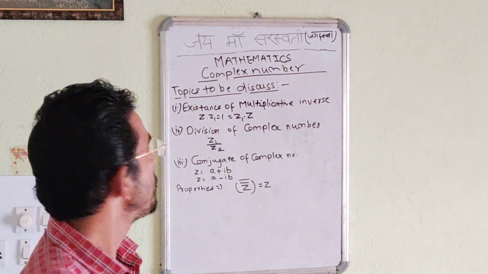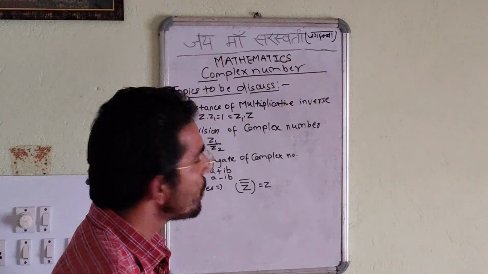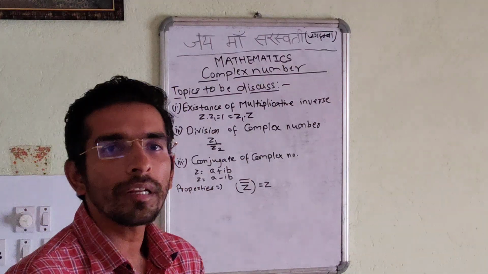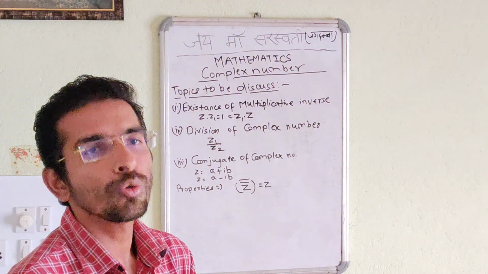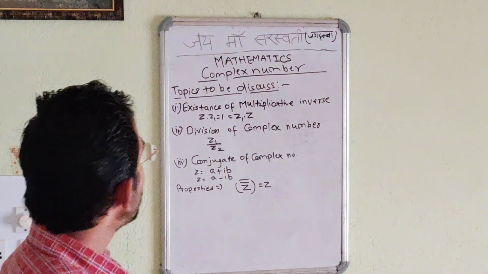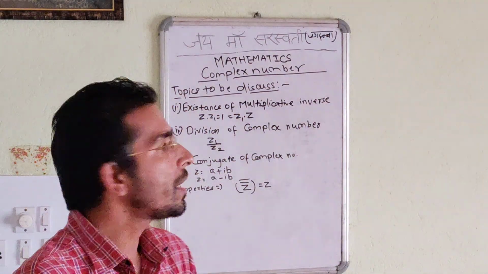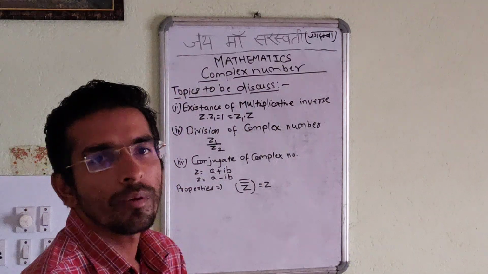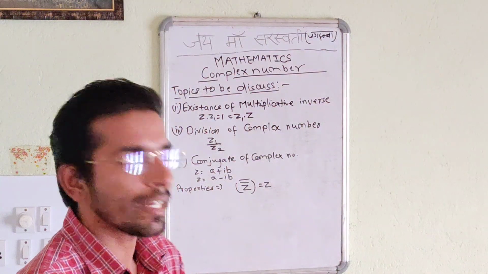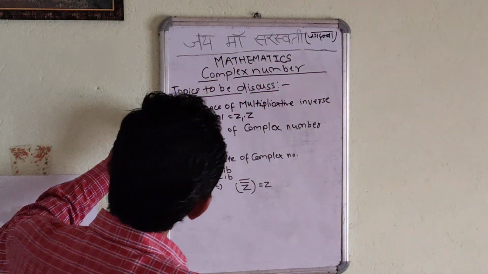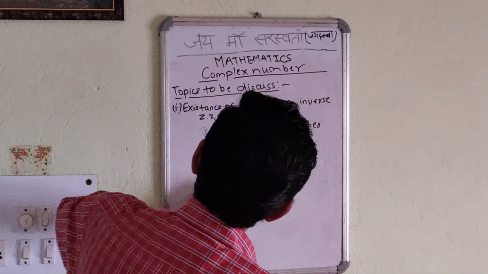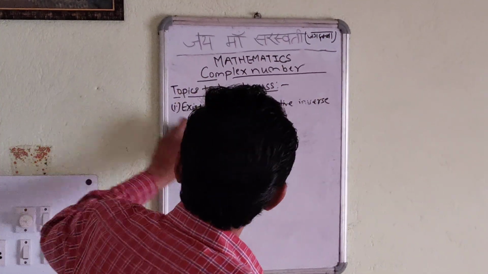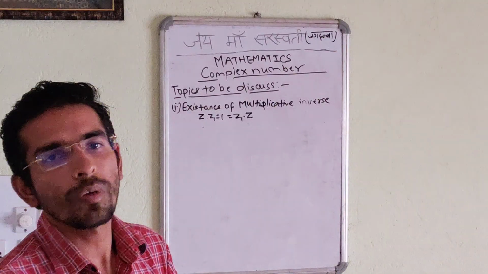As the name suggests, there is an inverse which exists in the case of complex numbers, and we will see how we establish the relationship between two complex numbers whose product is one, and how it is proved that the multiplicative inverse exists. We will see slowly and gradually. First and foremost, we will see how we establish z into z1 is equal to 1.